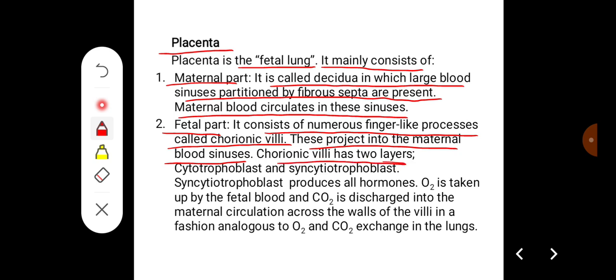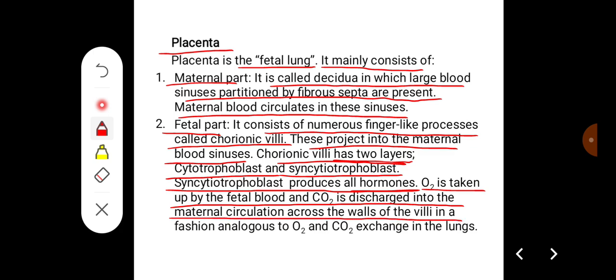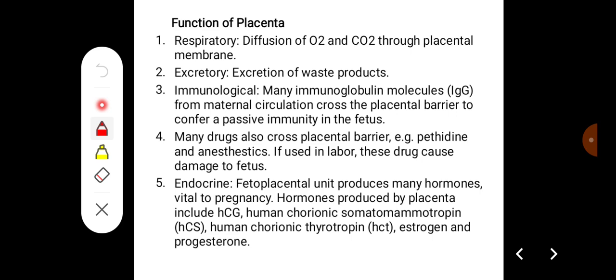Chorionic villi have two layers, cytotrophoblast and syncytiotrophoblast. Syncytiotrophoblast produces all hormones. Oxygen is taken up by the fetal blood and carbon dioxide is discharged into the maternal circulation across the walls of the villi in a fashion analogous to the oxygen and carbon dioxide exchanges which occur in the lung.